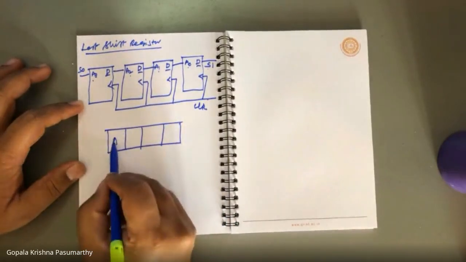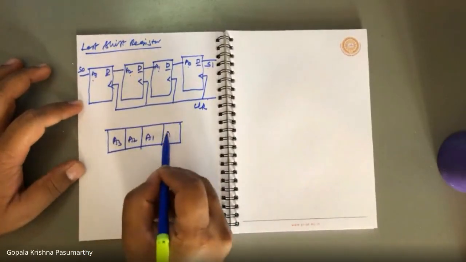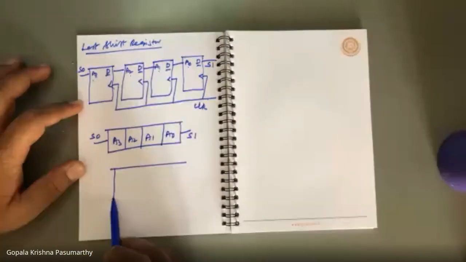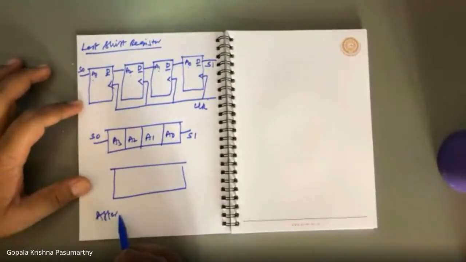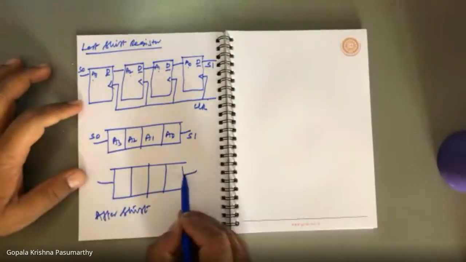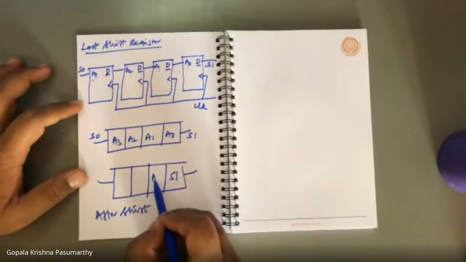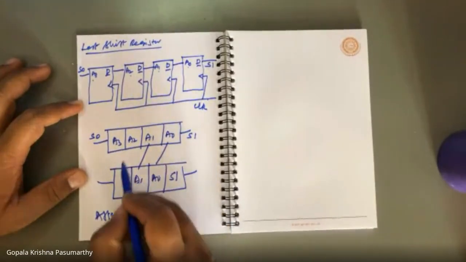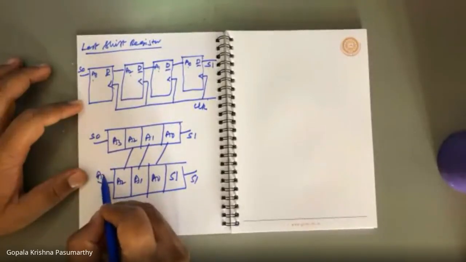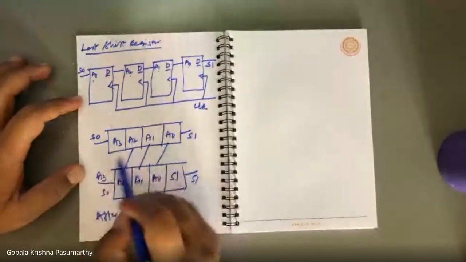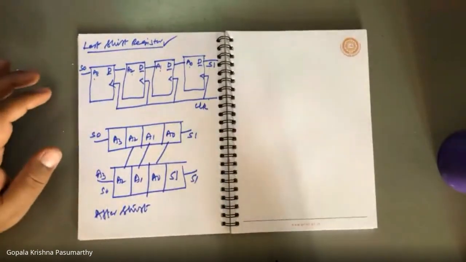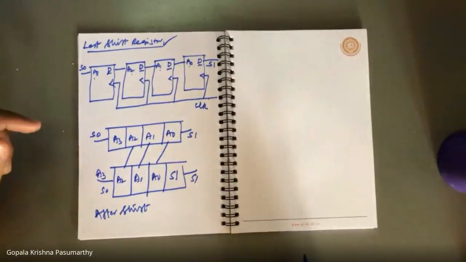For example, if the flip-flops are A3, A2, A1, A0, and this is your serial input, this is your serial output. After shift, what happens? This SI enters inside, A0 comes here, A1 comes here, and A2 comes here. What goes out? A3 goes out. Means the contents of this register are shifted towards left. That's why we call it a left shift register.